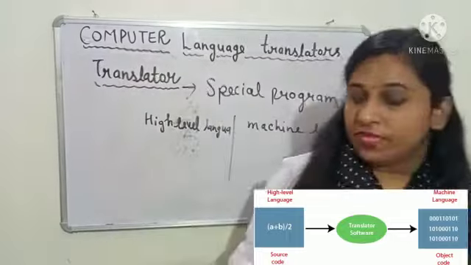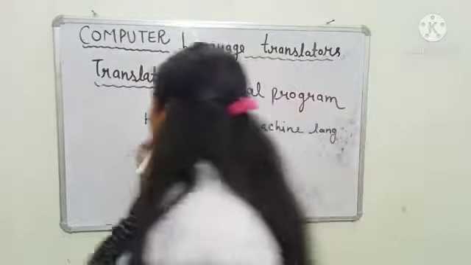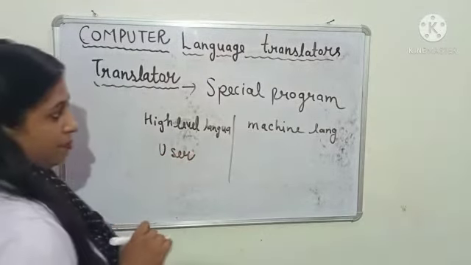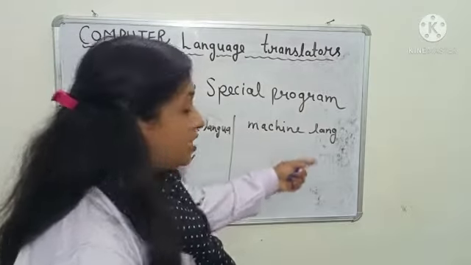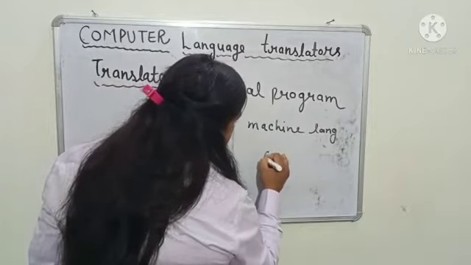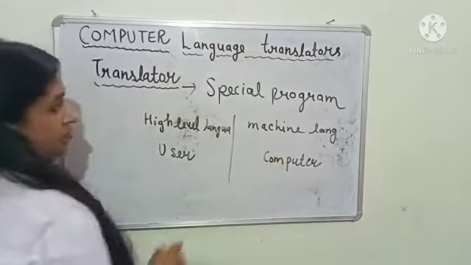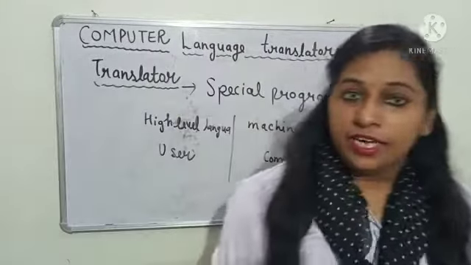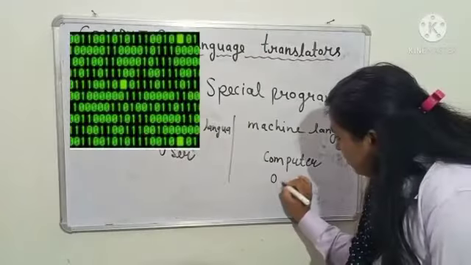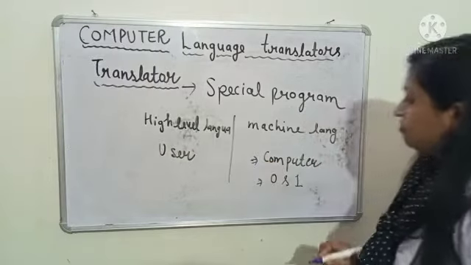High level language is basically understood by the users. But the opposite, machine language is understood only by the computer. Again I am repeating, understood by the computer. And this machine language is also called the computer language, and that is in the form of 0 and 1.